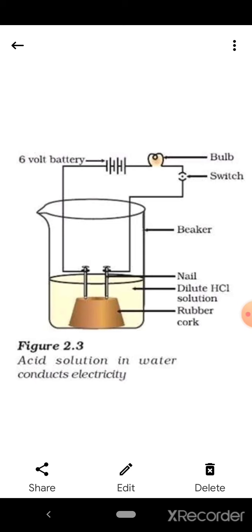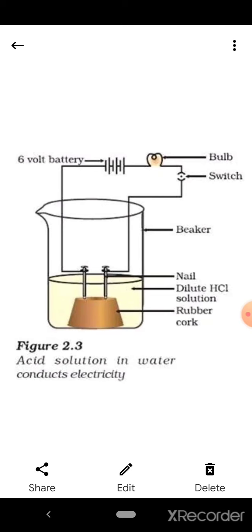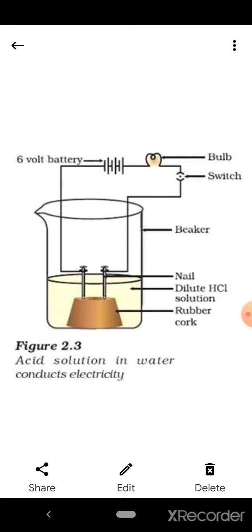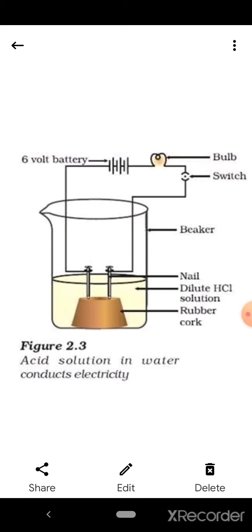You will find that the bulb will start glowing in the case of acids, as shown in the figure. But you will observe that glucose and alcohol solutions do not conduct electricity. Glowing of the bulb indicates that there is a flow of electric current through the solution. The electric current is carried through the solution by ions.